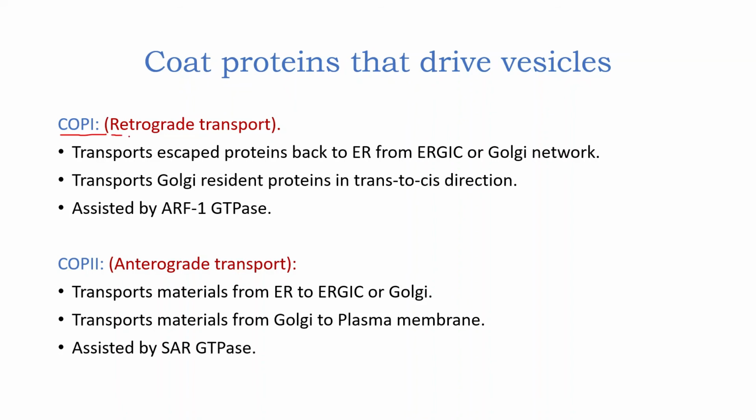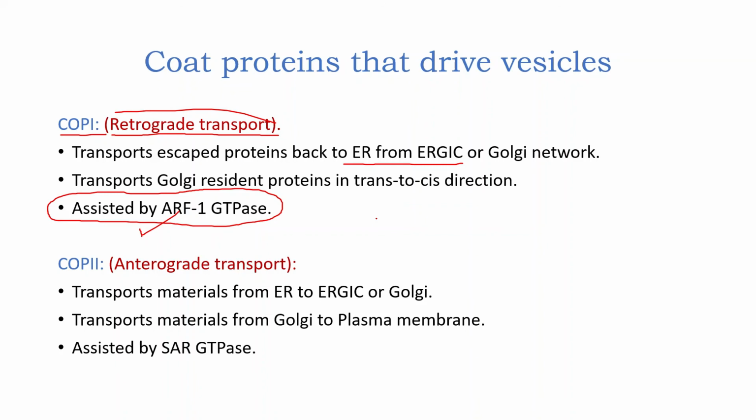It is responsible for retrograde transport of vesicles, that is vesicles from Golgi to ER or from ERGIC to ER. Okay, Golgi to ERGIC, ERGIC to ER, or directly Golgi to ER. This is called the retrograde transport. This is assisted by another protein which is also called an adapter protein, and the adapter in case of COP1 is ARF1 GTPase.